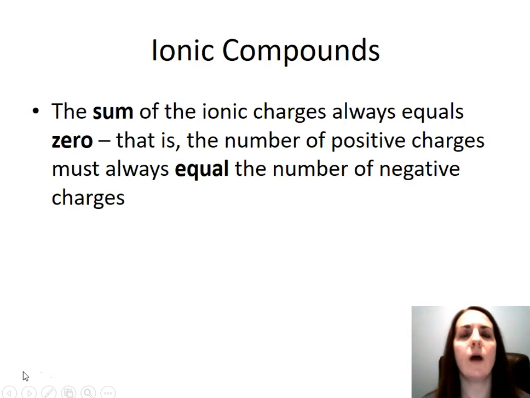Okay, so ionic compounds always form so that the sum, or when we add the ionic charges together, it always equals 0. So that means that the number of positive charges always equals the number of negative charges. So these ions are going to come together in such a way so that overall the charge is 0. It's a neutral compound.